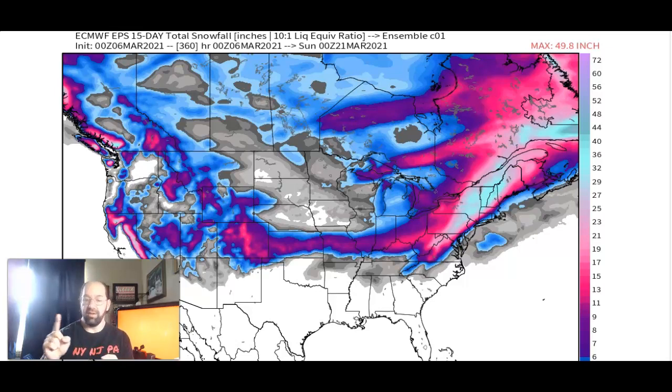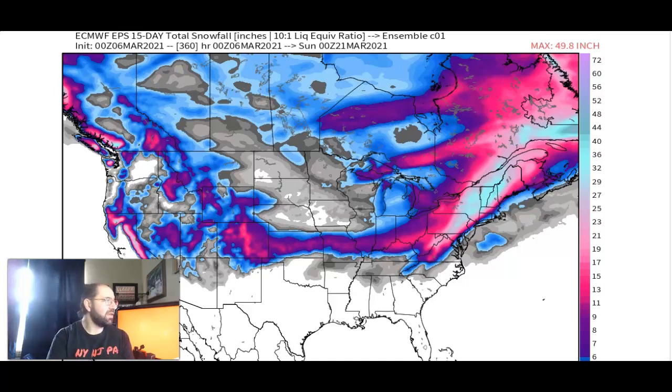You want to use things like your lifting parameters, like where your PVA is forming, upper level low development, QPF amount, how much moisture is available in the atmosphere, a whole host of things. But let me explain to you, rather than berate you and say just don't do it, the pitfalls of some of these model solutions, these graphics.